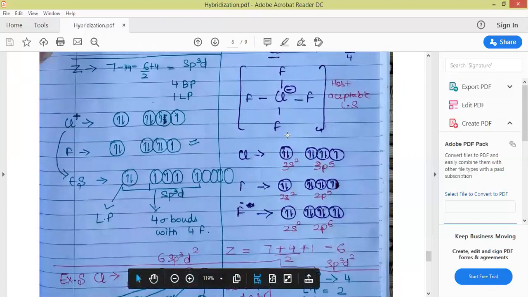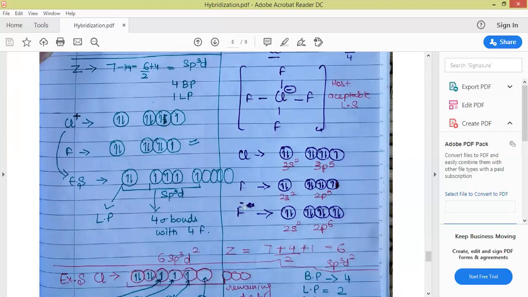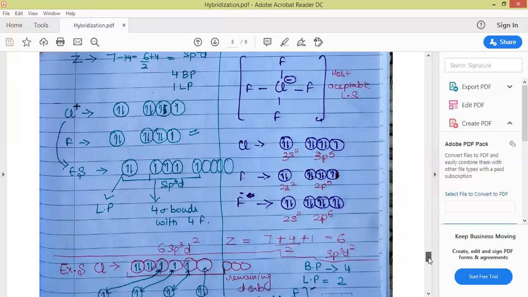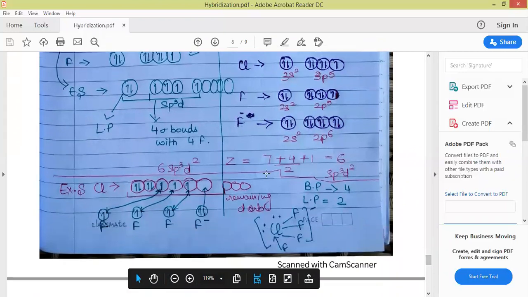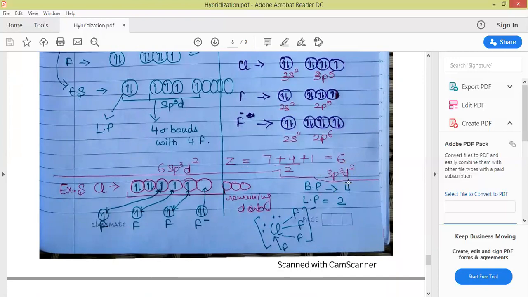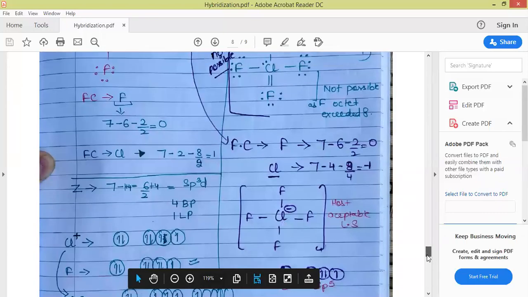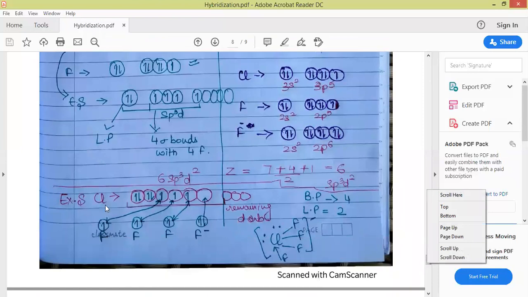So from here, for the hybridization, we'll consider the negative charge on fluorine. 1 fluorine will participate as F negative, and 3 other fluorines will participate as neutral fluorine atoms. Chlorine will participate as Cl with electronic configuration of 3s2, 3p5. Fluorine has electronic configuration of 2s2, 2p5. Each is 1 electron short, and F negative does have its octet complete. So if we calculate the value of Z, it comes out to be 6, which indicates sp3d2 hybridization. So here we have 4 bond pairs, that means 2 lone pairs are present.